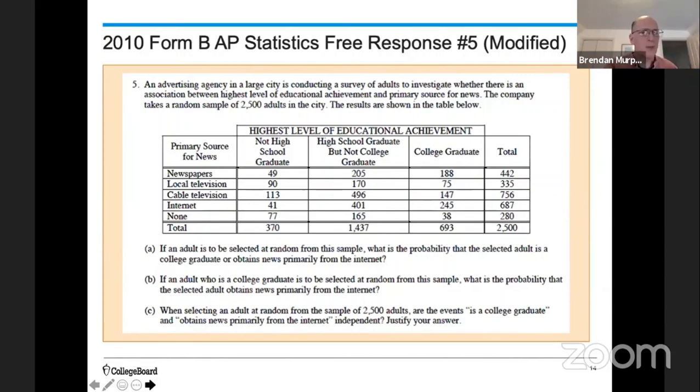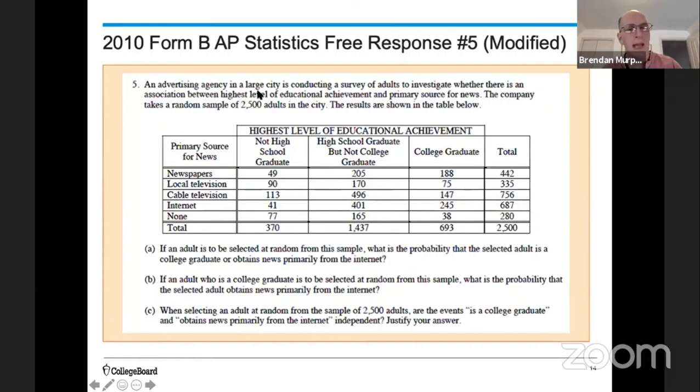Nor does Luke. Real quick, I don't know if I'll have a chance to walk through this whole problem, but let's see if we can just start it and then I'll kind of wind down. This is from the 2010 Form B, lots of Form B, I guess, today. I don't know why that happened.